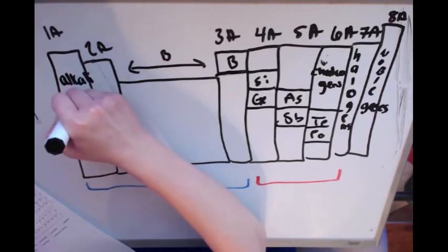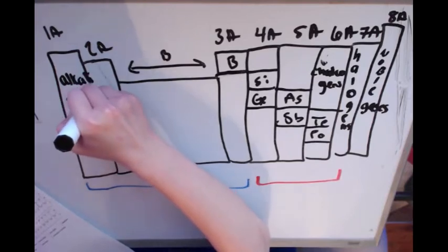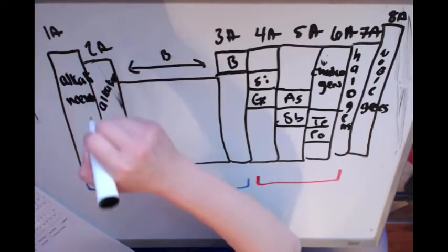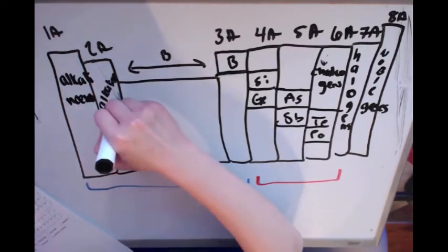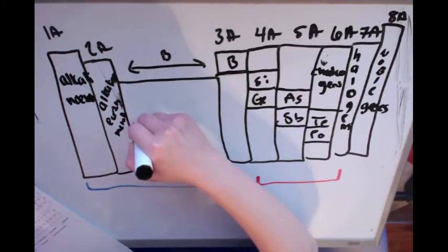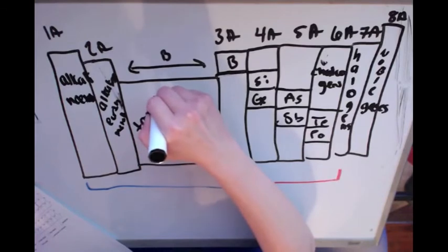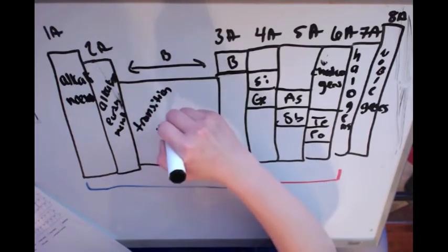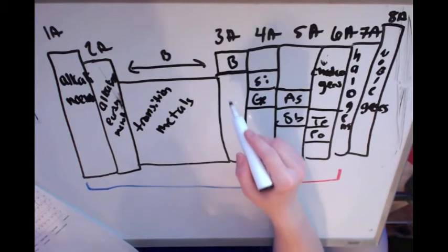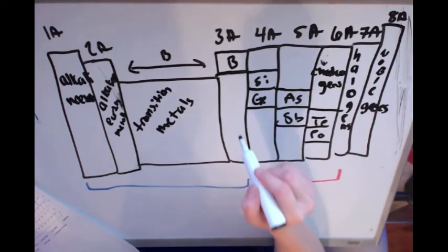Over here you have your alkali metals. The next one is your alkaline earth metals. And over here, all of these are your transition metals. These are quirky, and we'll talk about why we call them quirky in a moment. Over here, everything besides boron is also a metal.